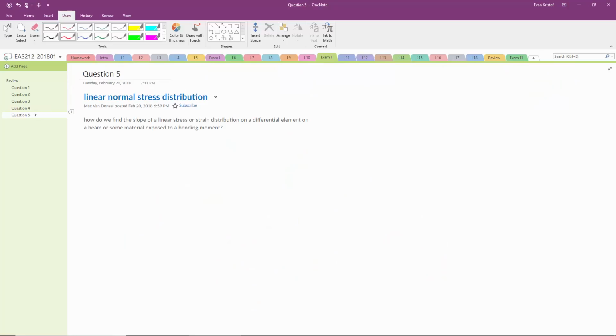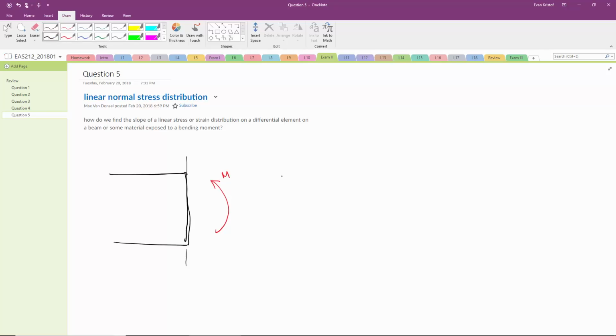Okay, linear normal stress distribution. So Max also asks, how do we find the slope of a linear stress or strain distribution on a differential element on a beam or some material exposed to a bending moment? Okay, so I don't know if I understand precisely what the question is, but I think I'll try to answer it as clearly as I can. So potentially what Max is asking is, if we had, let's look at the side of a beam here, and then this is a section cut, and let's say that I've got a bending moment applied to it.